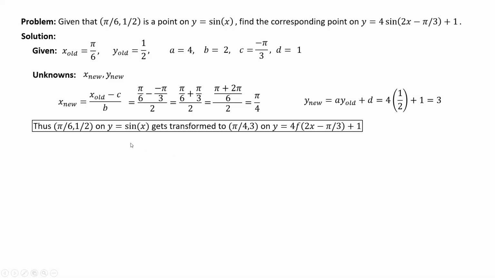So thus (pi/6, 1/2) on y equals sine x gets transformed to (pi/4, 3) on y equals this big long f.